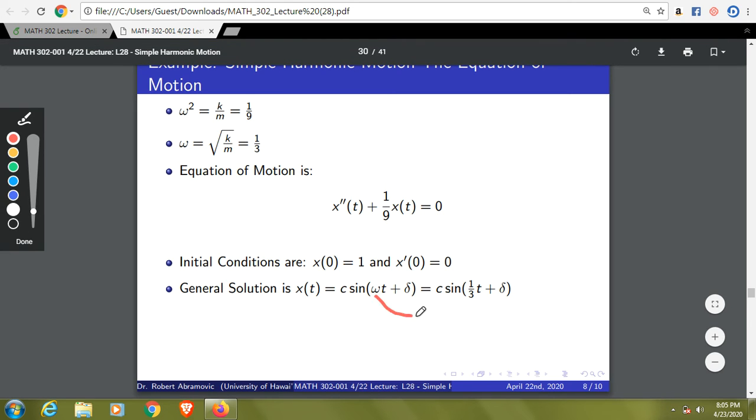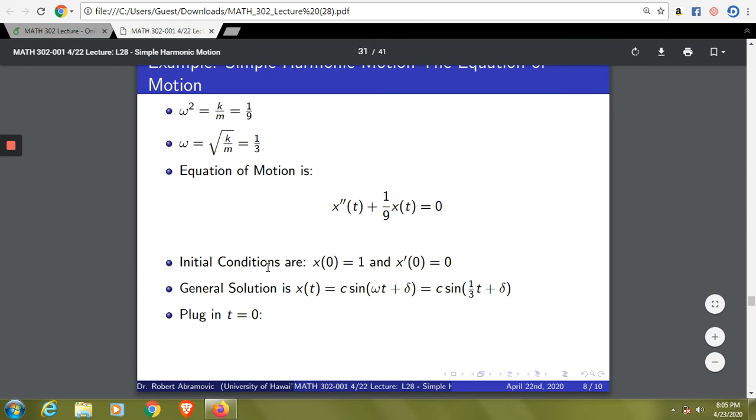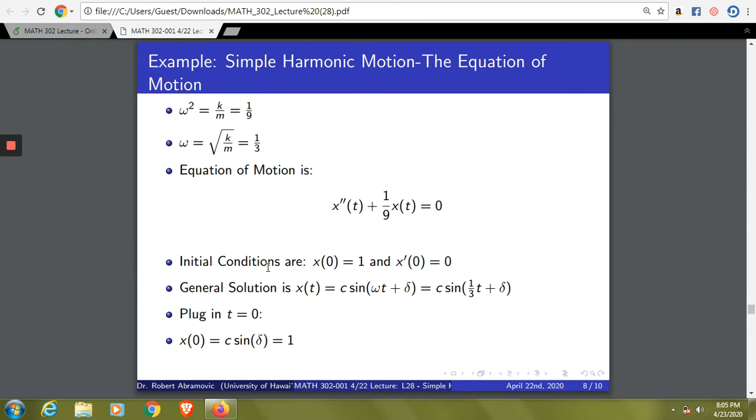So this omega here became 1/3, and we get c times sine of (1/3 t plus delta). Now we're going to plug in t equal to 0. What do we get? We get c times sine of delta is equal to 1. When you differentiate this, this is the chain rule. The derivative of sine, the outside function, is cosine, multiplied by the derivative of the inside function, the derivative of 1/3 t plus delta, which is 1/3 times c times cosine of (1/3 t plus delta).